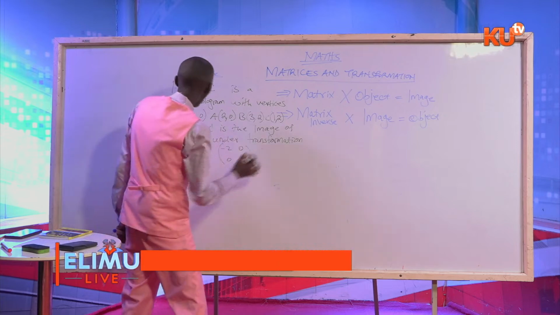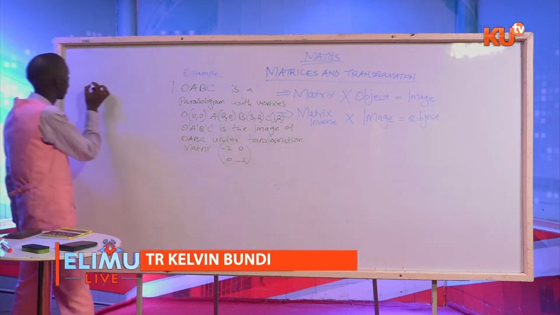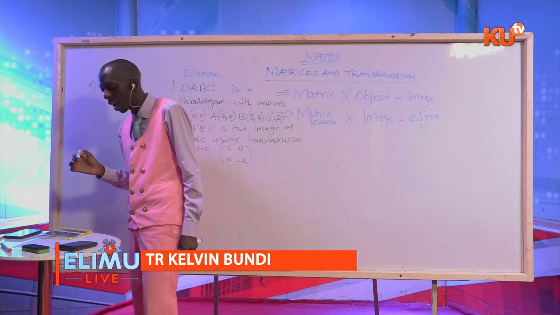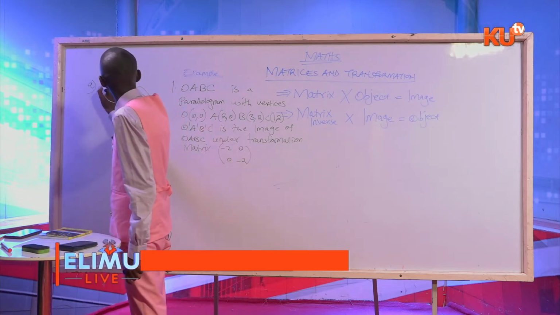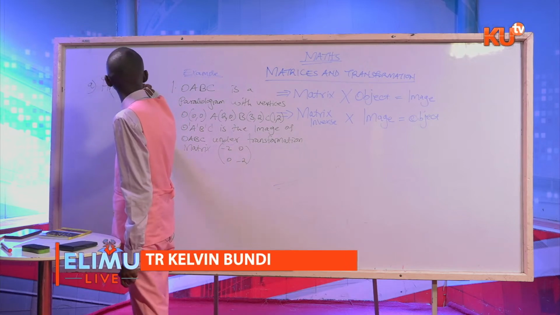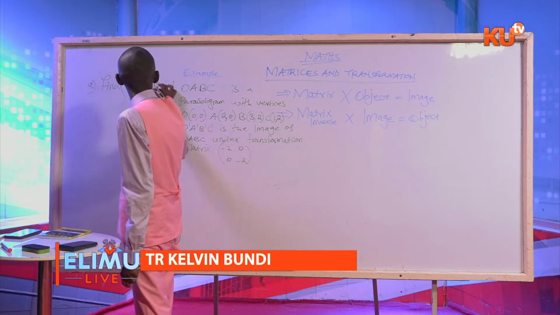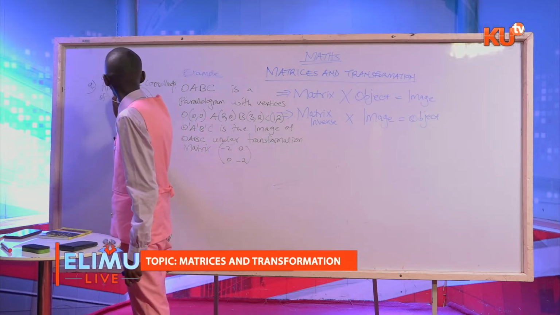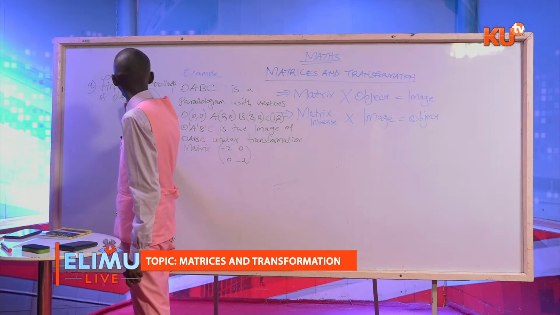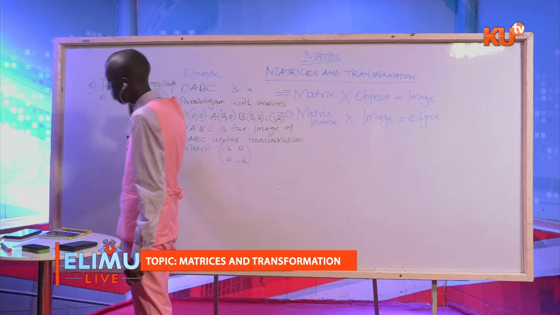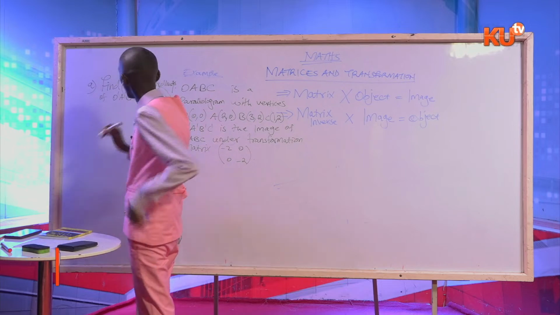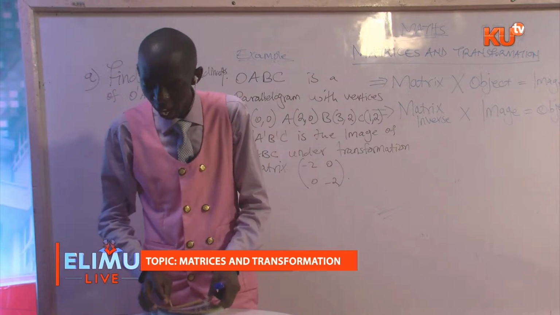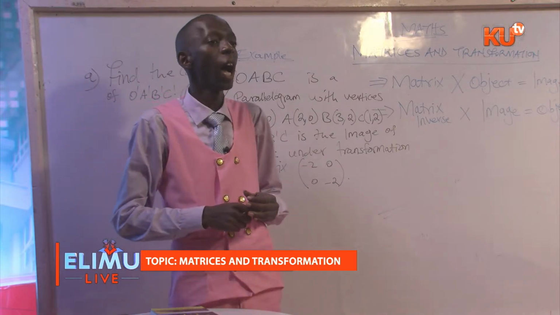And the first question, A, find the coordinates of O prime, A prime, B prime, C prime. That question is the first question A, and it's the question that we are going to start with.